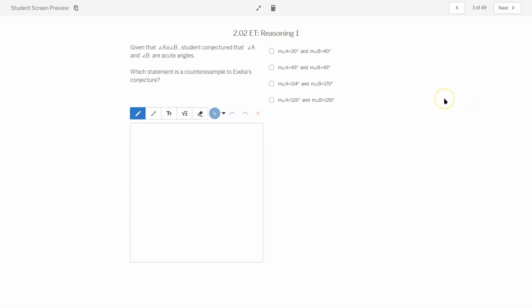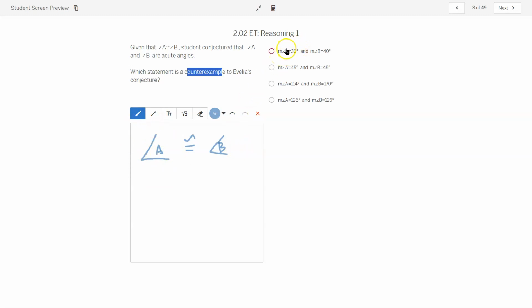Given that angle A is congruent to angle B, a student conjectured that angle A and B are acute angles. So angle A is congruent to angle B, and they are both acute angles. Which statement is a counterexample to the conjecture? That means that we want it to be the opposite or against that.